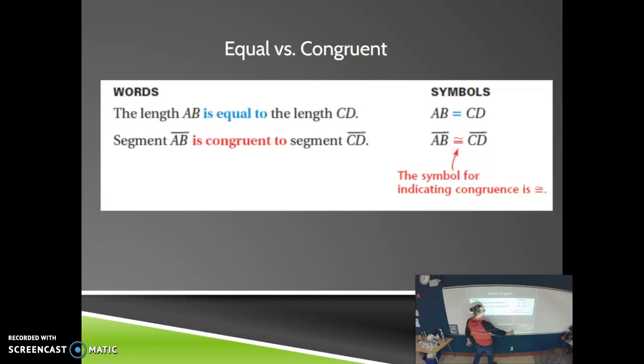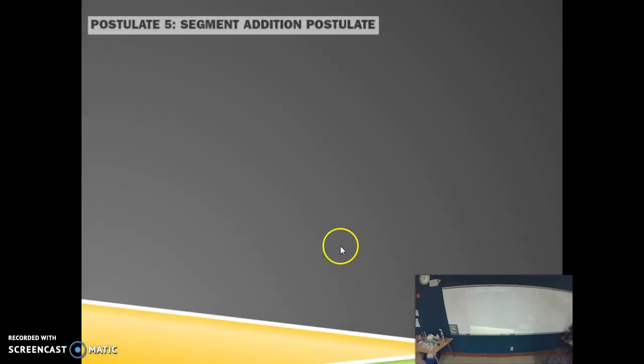So AB equal to CD means that these two have the same measurement, but this is the congruency symbol right here. Between AB and CD, that equal sign with a little bit of squiggly up top, that's a big deal, okay? Keep that in mind because we're going to be using that symbol a lot. So be aware of what the congruency symbol looks like.